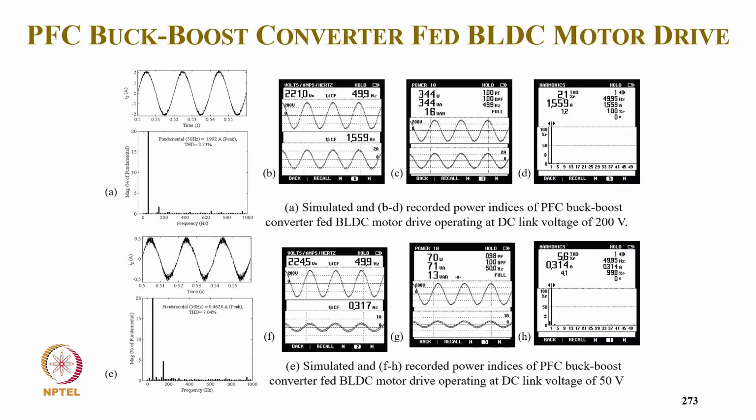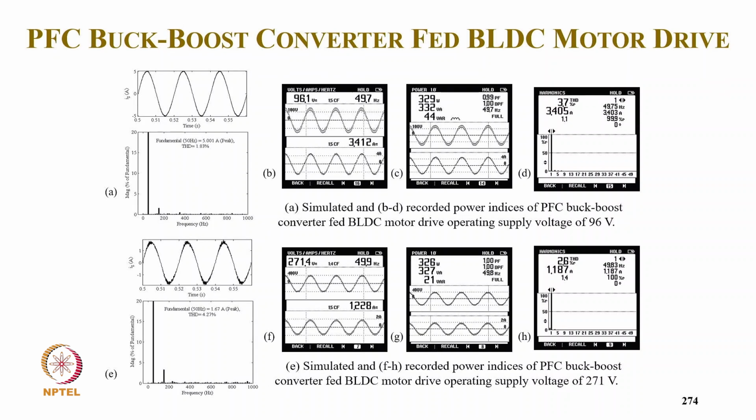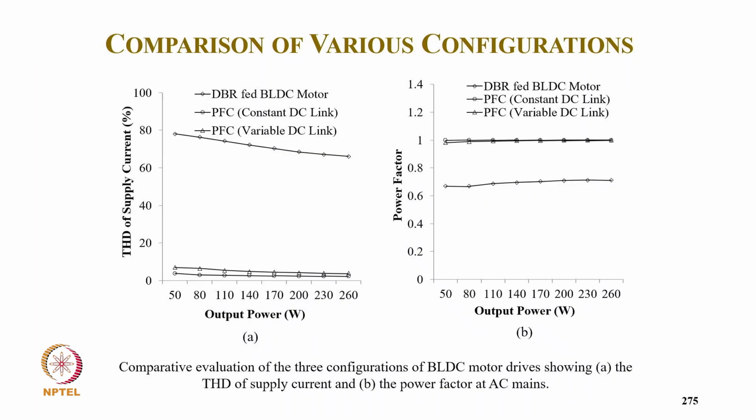And coming to power quality, here also we get the THD at 221 volt and 2.1% THD of supply current with the unity power factor. And then at lower, typically 50 volt, at lower speed, 5.6% and 0.8 power factor. And at 96 volt also we get the power factor unity with 3.7% THD, and at 270 also we get 2.6% THD with the unity power factor. And these are typically simulated here. And this is typically your comparison here.